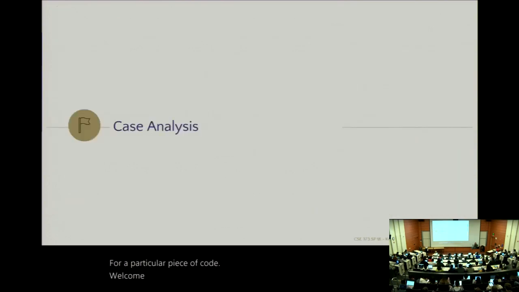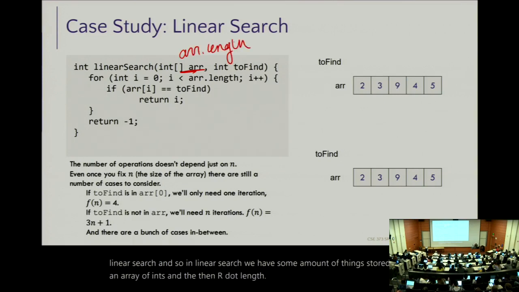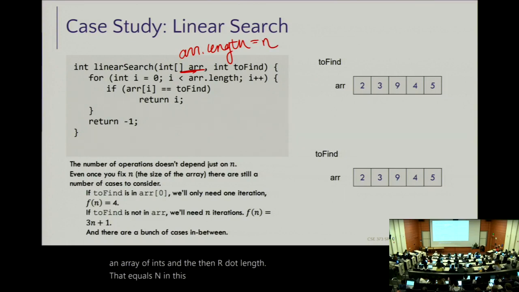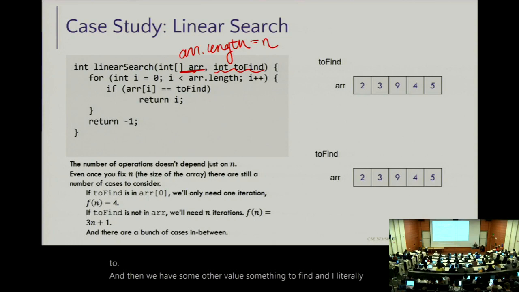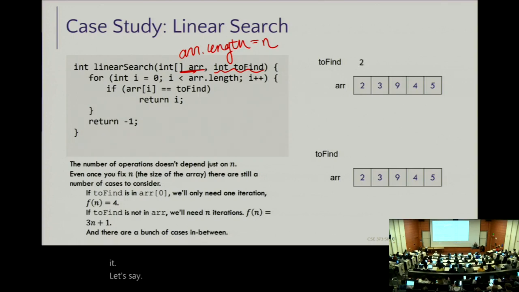Welcome to case analysis. So let's start with an example. I think it helps a lot. So here is some code for linear search. In linear search, we have some amount of things stored in an array of ints, and then arr.length equals n in this case. That's the number of things we're applying this code to. And then we have some other value, something to find, and I literally just want to search through this linear set of things and determine if the thing to find is in it. So let's say I want to find the value 2 in this example array.